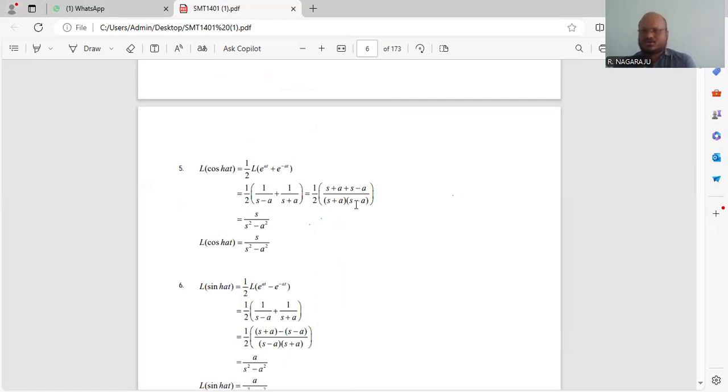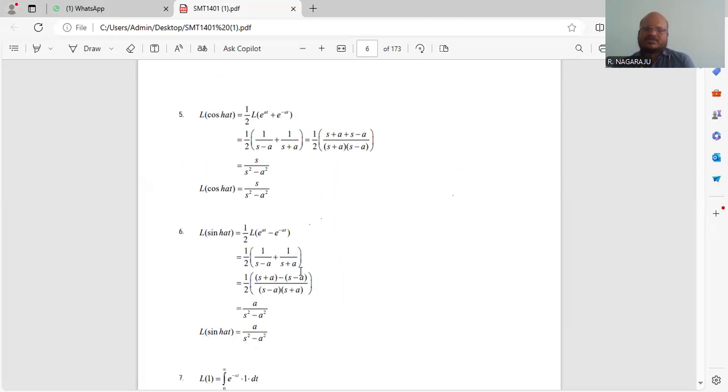After that, you have to do the LCM. So you will get s by s square minus a square. Finally, you got it: L of cos hat is nothing but s by s square minus a square. Similarly, the next problem is also there.